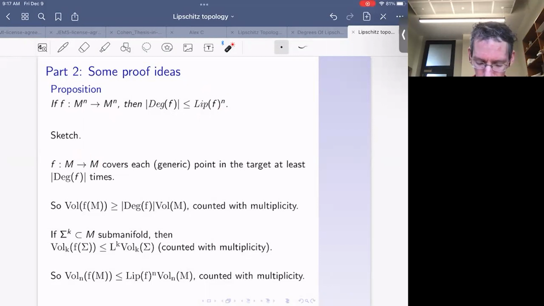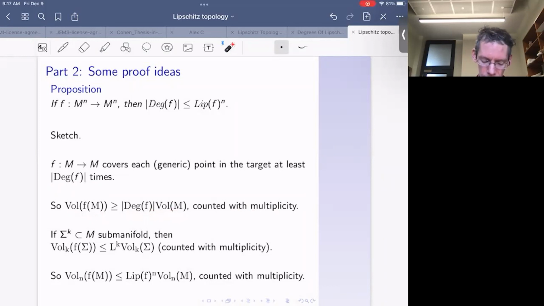Suppose I have a map from M to itself. It covers each generic point in the target at least the absolute value of the degree of f times. We can assume that this map is smooth without loss of generality, and then we can use Sard's theorem to have generic values and Brouwer's definition of the degree. So almost every point in the target gets covered this many times. Therefore, if you look at the volume of the image and you count it with multiplicity, then it's the degree of f times bigger than the volume of the target.